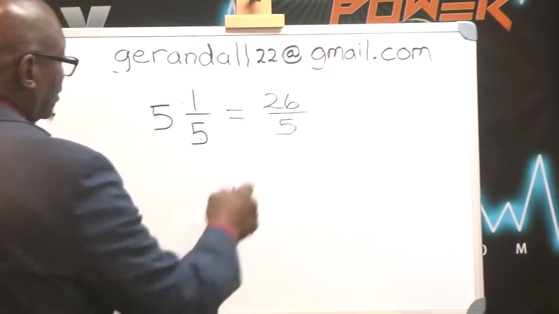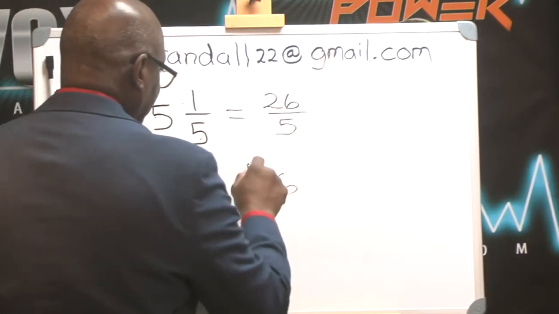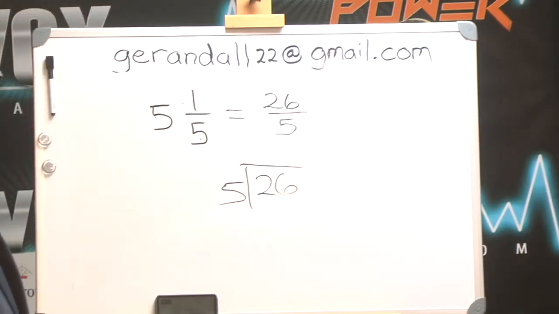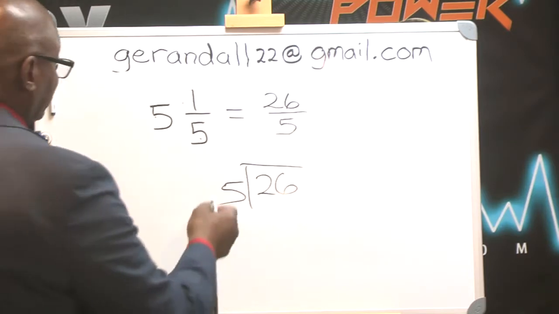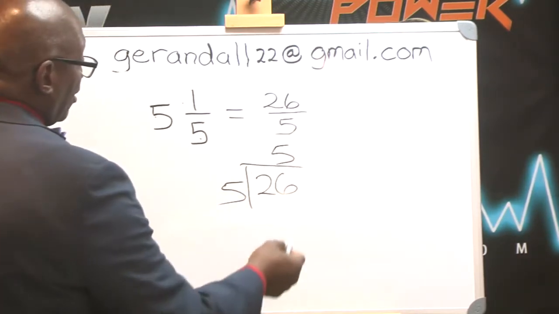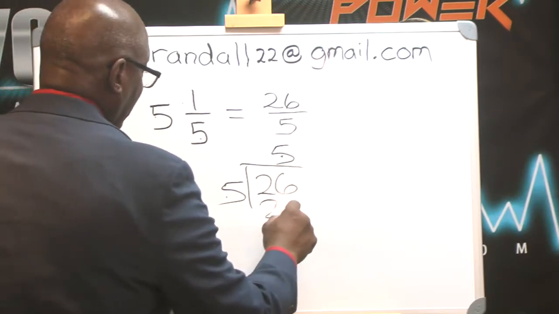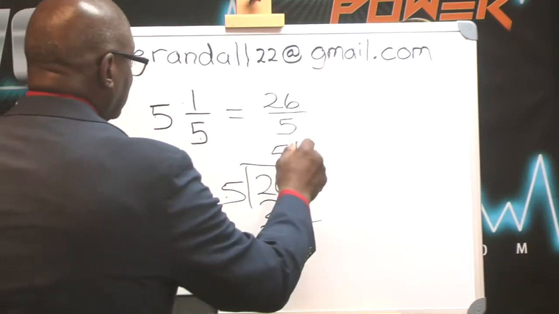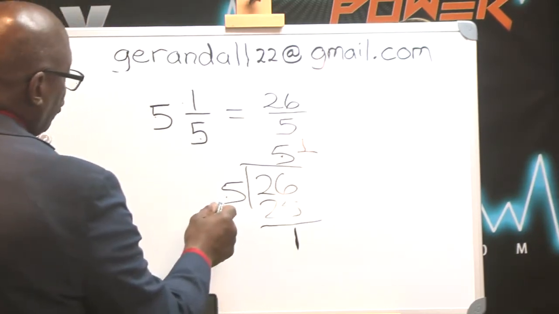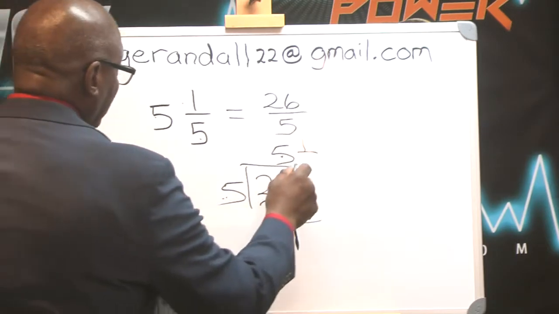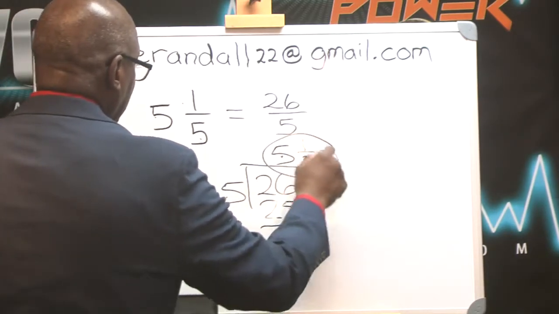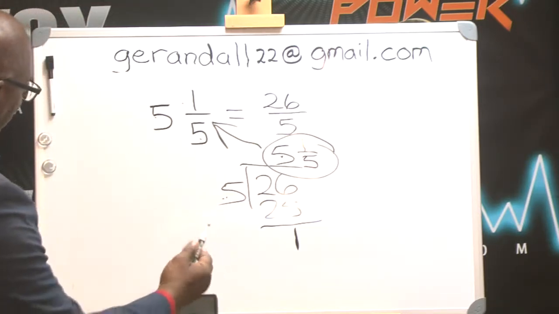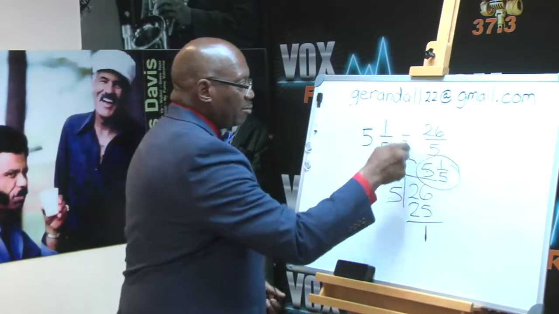And that says, again, 26 in the house divided by 5. How many 5s can we get out of 26 without exceeding 26? 5. 5 times 5 is 25. And that remainder 1 becomes the numerator, and your divisor, 5, becomes the denominator. Wow. We're right back where we started, converting mixed numbers to improper fractions.